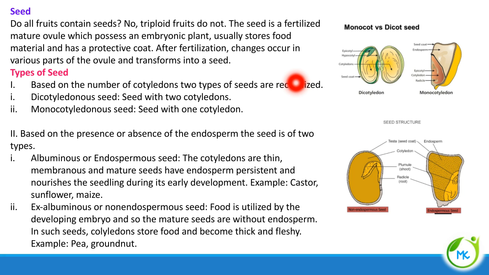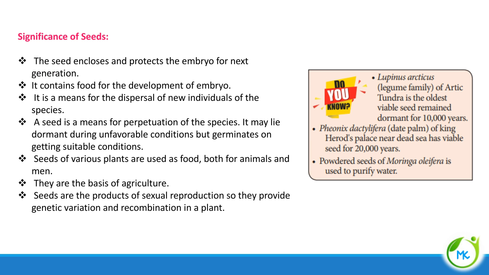So in this slide, we have seen what is a seed. Seed is a fertilized and mature ovule, and the seed is going to possess embryonic plant, and it contains food material and protective coat. And we have seen the types of seed. One is based upon the number of cotyledons, as monocotyledonous and dicotyledonous seed, and the other is based upon the presence or absence of endosperm, endospermous seed and non-endospermous seed.